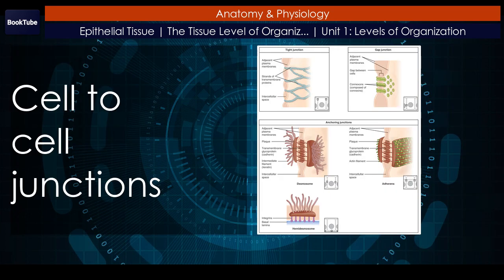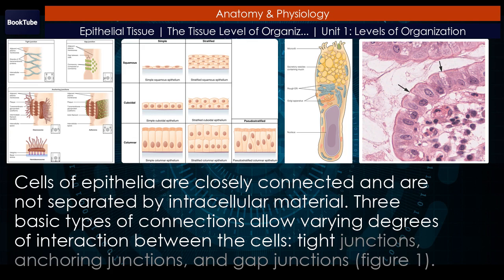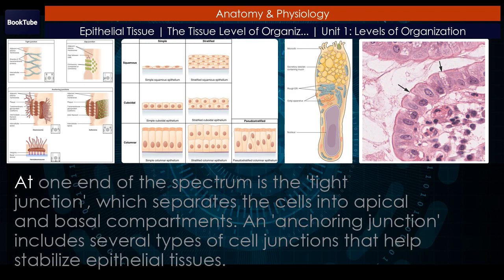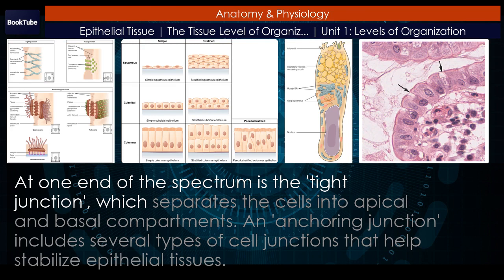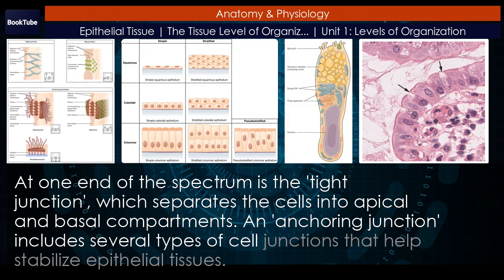Cell-to-cell junctions. Cells of epithelia are closely connected and are not separated by intracellular material. Three basic types of connections allow varying degrees of interaction between the cells: tight junctions, anchoring junctions, and gap junctions. Figure 1. At one end of the spectrum is the tight junction, which separates the cells into apical and basal compartments. An anchoring junction includes several types of cell junctions that help stabilize epithelial tissues.